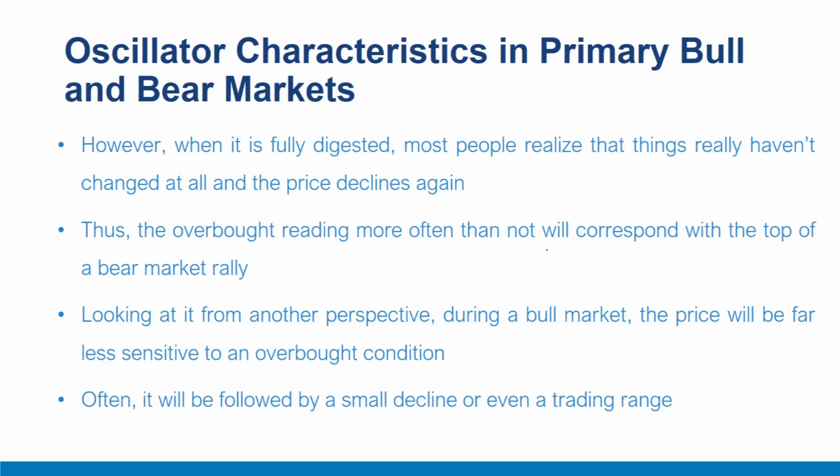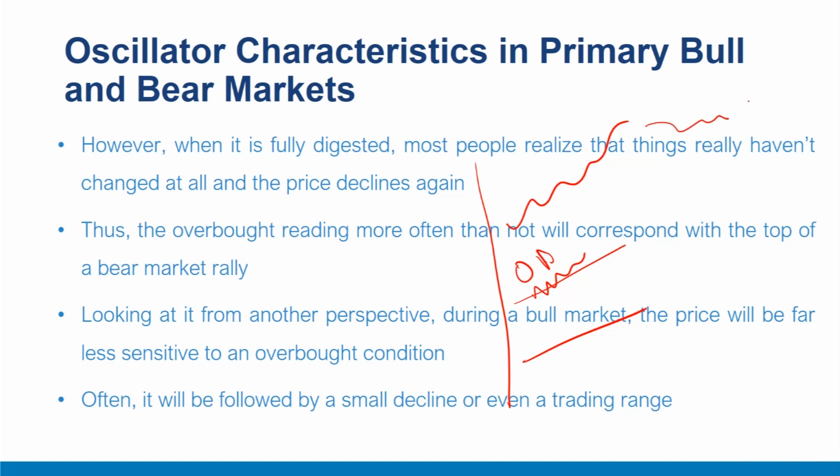Looking at it from another perspective, during a bull market, the price will be far less sensitive to an overbought condition. That means if it is a bull market, and the price is moving like this, then the oscillator would rather hover around the overbought level. While if it is a bear market, the oscillator may hover around the oversold level a lot of the time.